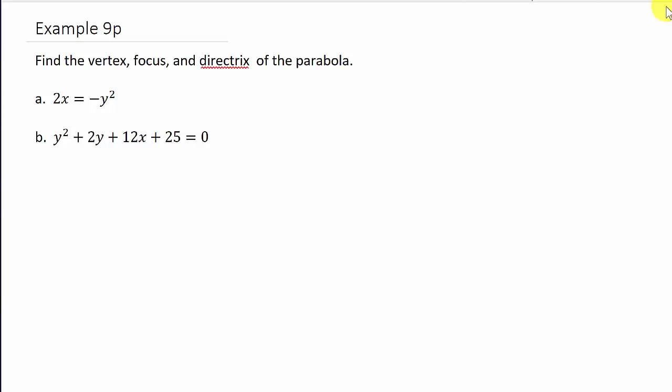The first thing I like to do is see what I have here and which form we're going to use. If you remember from the formulas we had earlier, this is y minus k squared equals 4p times x minus h. That's the form we have because the y term is squared, and we know it's either going to open left or right. So let's go ahead and write our problem down.